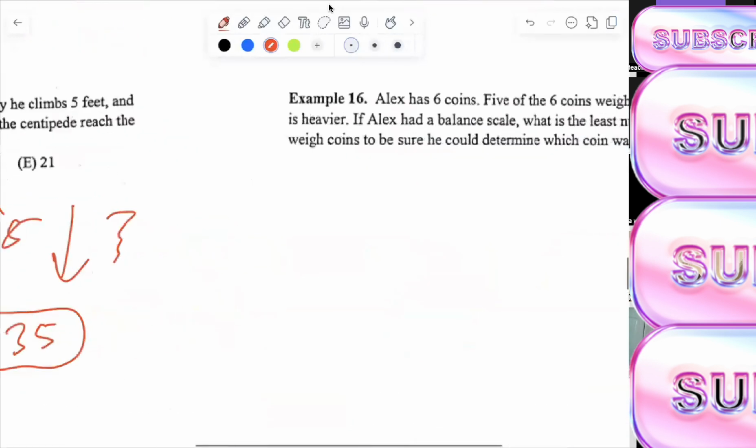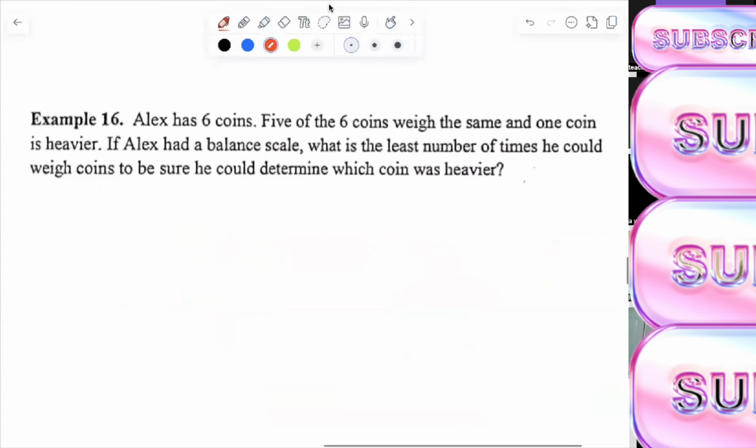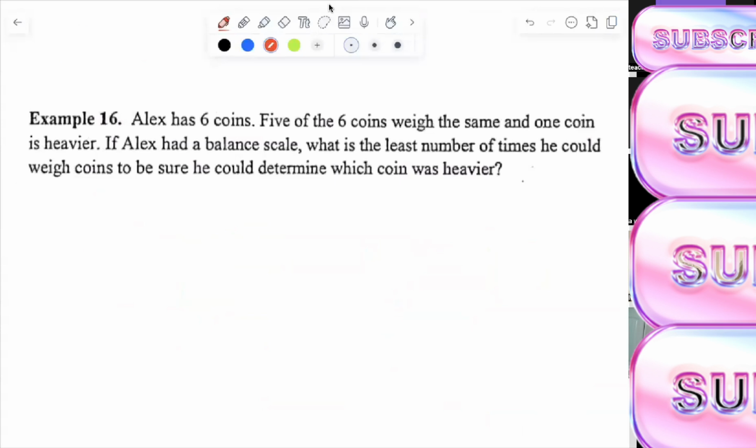So let's move on to example 16. Alex has 6 coins. 5 of the 6 coins weigh the same, and 1 coin is heavier. If Alex had a balance scale, what is the least number of times he could weigh coins to be sure he could determine which coin was heavier? I'll let you guys have a try in the chat and tell me your answers through chat.